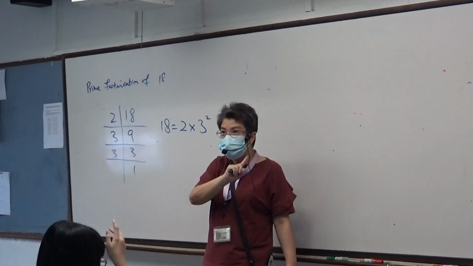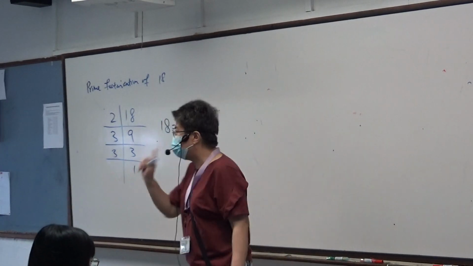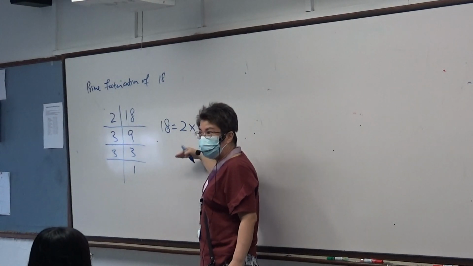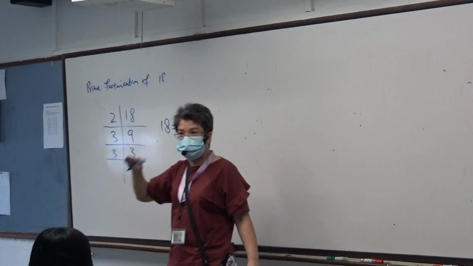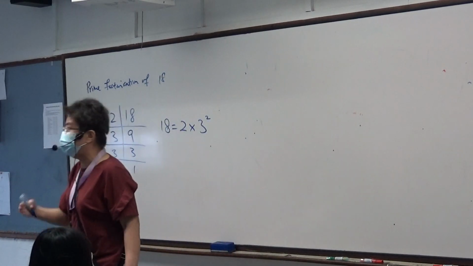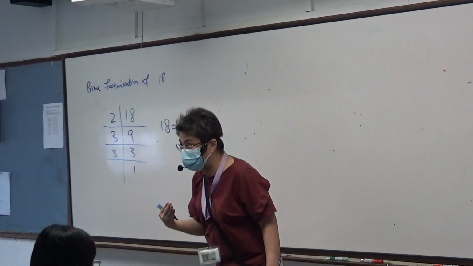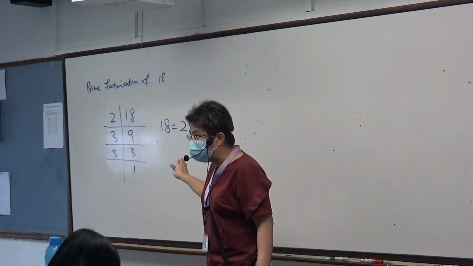Alright, now any number can be put in terms of prime factorization. Do you understand? I'm going to use this fact to do highest common factors and lowest common multiple later. Now we must secure our prime factorization first. Okay, are we okay with prime factorization?